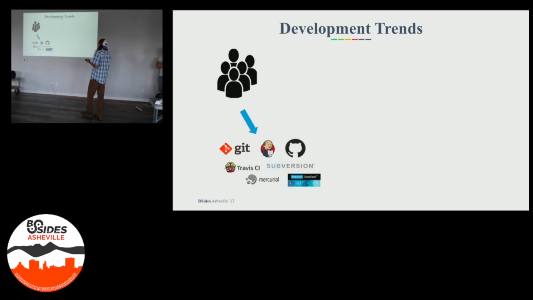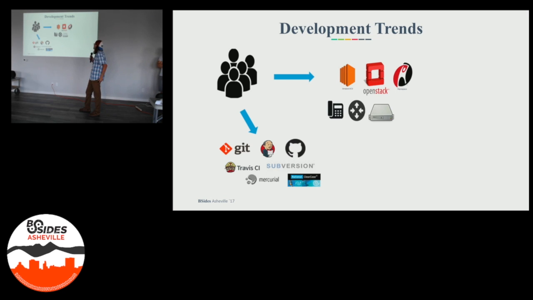So we support Git, we support Subversion, Mercurial, ClearCase, and then we support a bunch of different CI systems. And we're going to be developing products, whether they be embedded systems like phones, routers, switches, firewalls, or software as a service offerings on any platform imaginable: EC2, OpenStack, Rackspace. So we've got to support all of this, right?